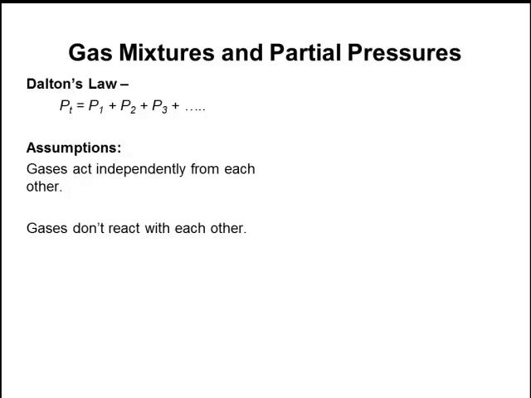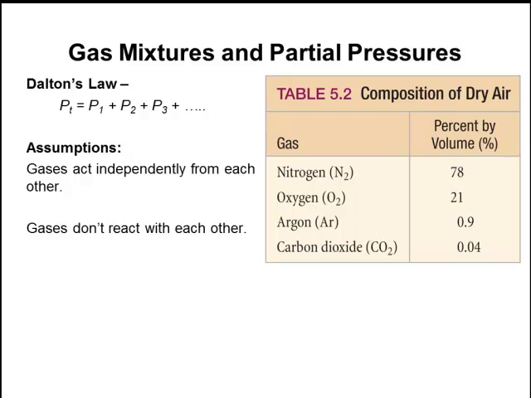A real common example of this: if we take dry air, the air we breathe, it's 78% nitrogen, 21% oxygen, 0.9% argon, 0.04% carbon dioxide. So if you look at the atmospheric pressure right now, that pressure is going to be made up of the pressure of the nitrogen gas plus the pressure of the oxygen gas plus the pressure of the argon gas plus the pressure of the CO2 gas. Now, if it wasn't dry air, we'd have the pressure of water vapor as well. We'd have probably some other pressures from other gases in there. But all of those pressures of all those gases added together is what makes up the total pressure.